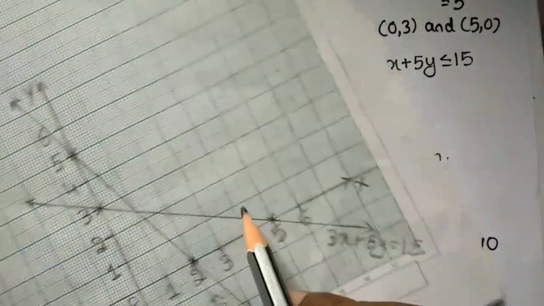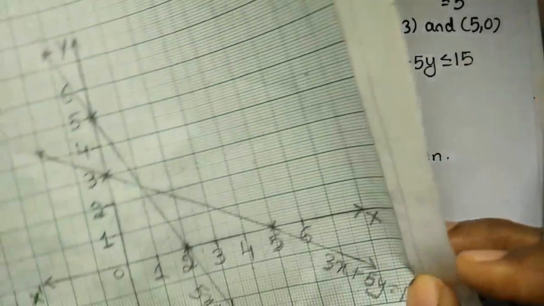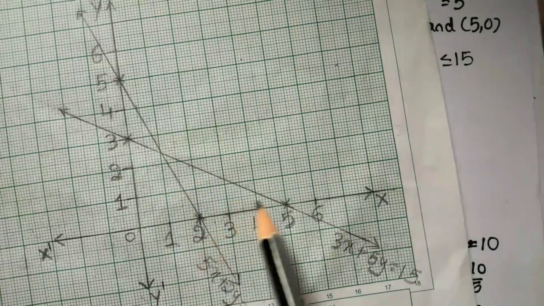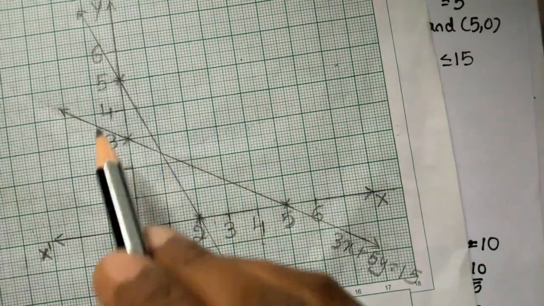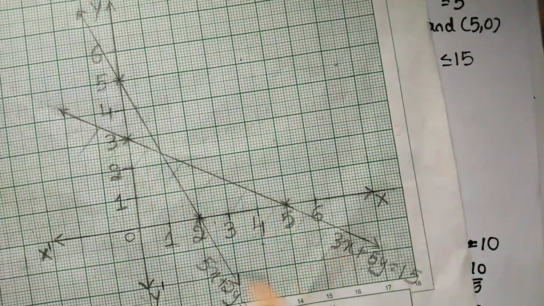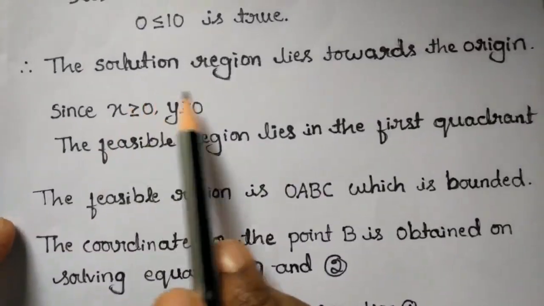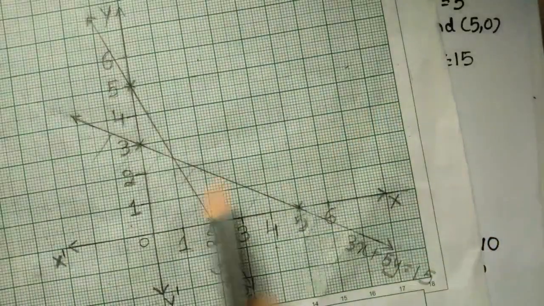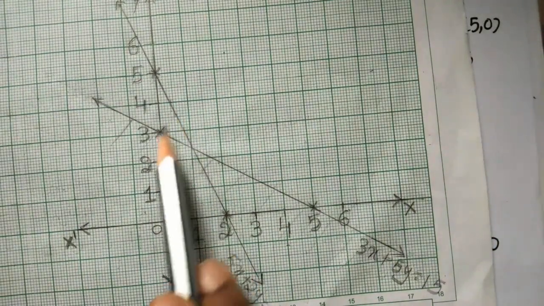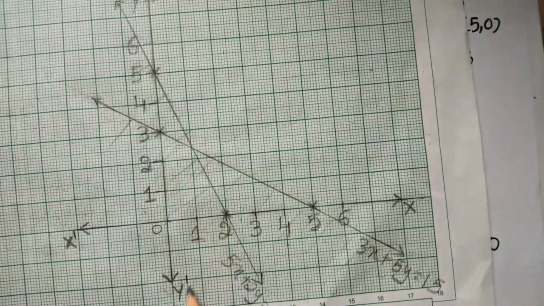Now for the first inequality, the solution region lies towards the origin. The region lying towards the origin of the line is the region lying below the line. So this will be the solution region for the first inequality. For the second inequality, the solution region lies towards the origin. So for the second inequality, the region lying towards the origin is this region. So this is the solution region for the second inequality.